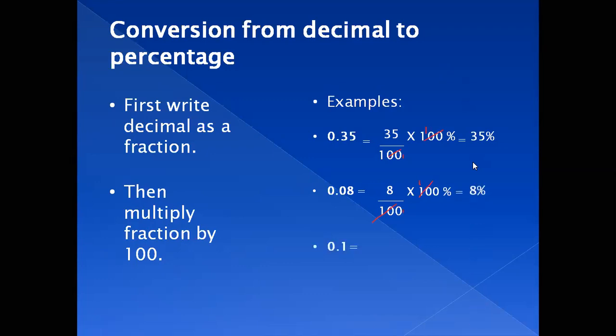Now the next question is 0.1. First we have to convert this 0.1 into a fraction. And for this we will divide this number by 10 because we have to move the decimal point only one time forward. And then we will simply multiply it by 100 and then do the cross simplification. 10 ones are 10 and 10 tens are 100. And so my answer is 10%.